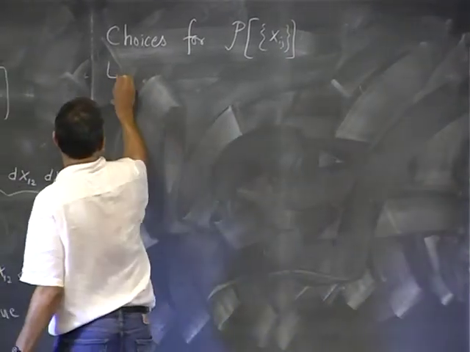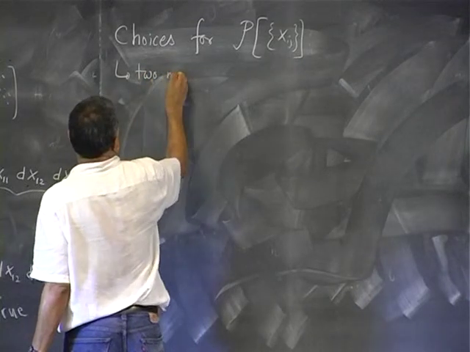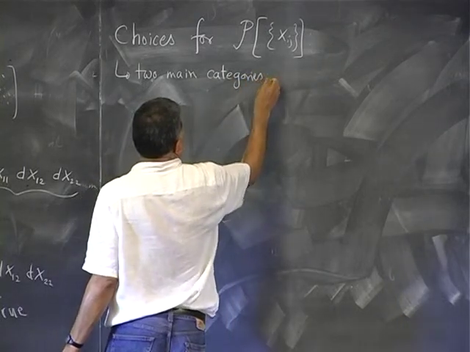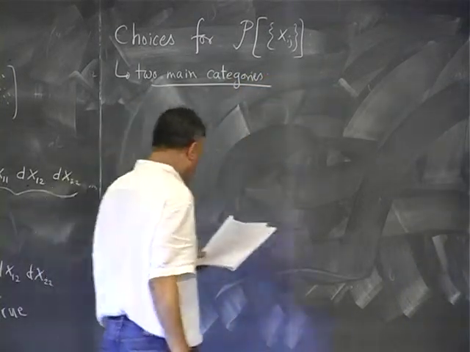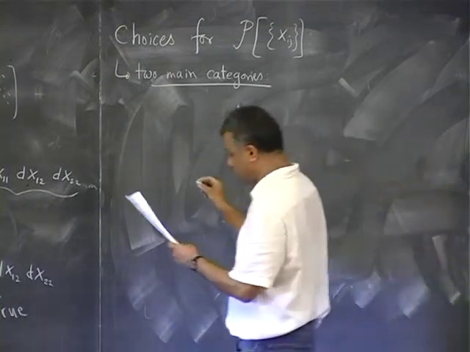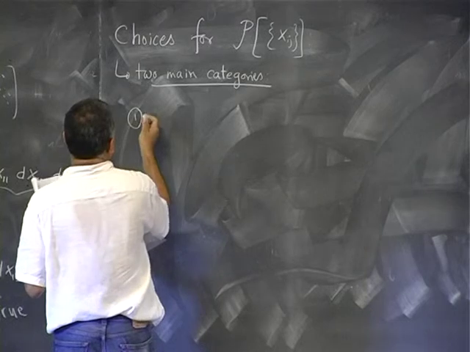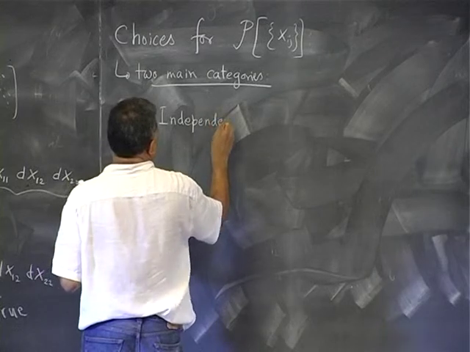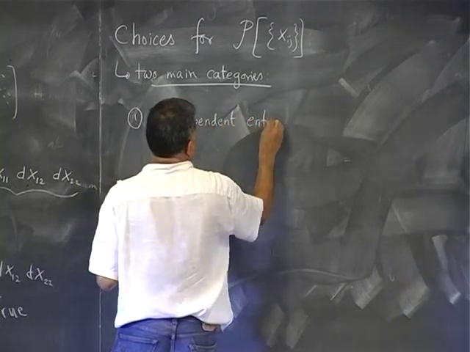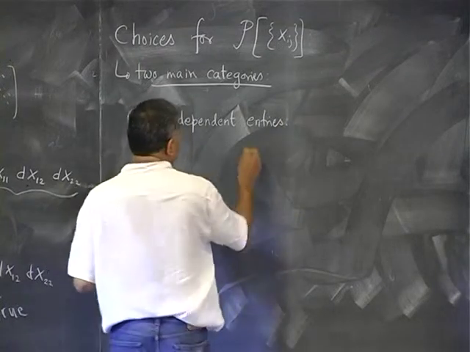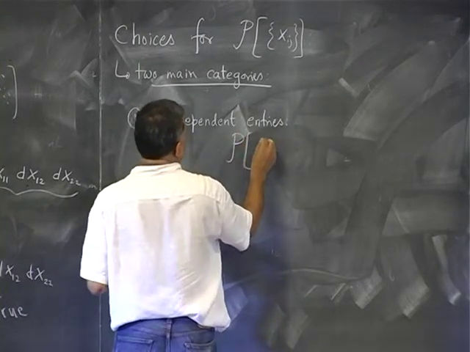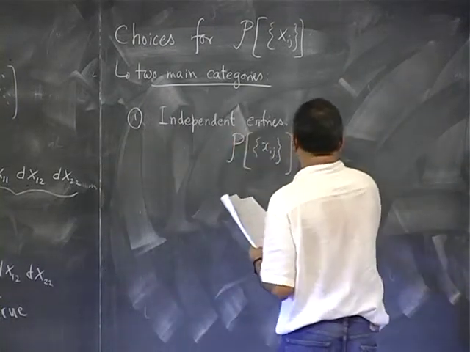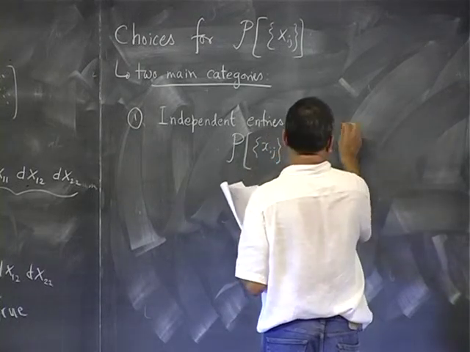So there are 2 main categories here. The first category is called the independent entries. That means you choose each element of this matrix, all the independent elements of this matrix, completely independent of each other from some underlying distribution, which could be the same or different.